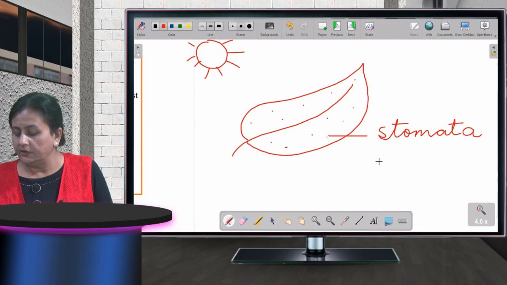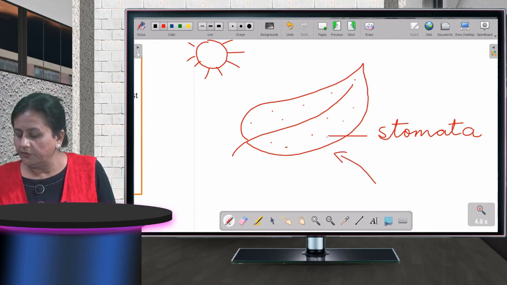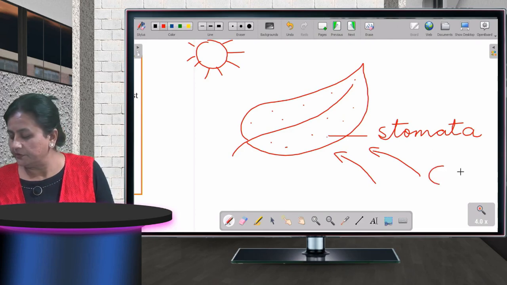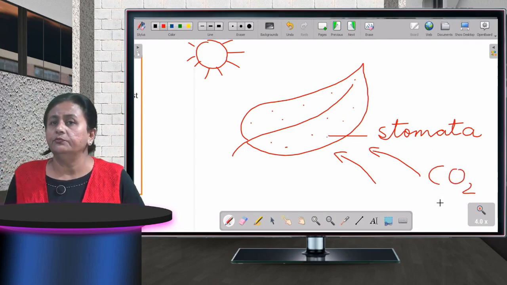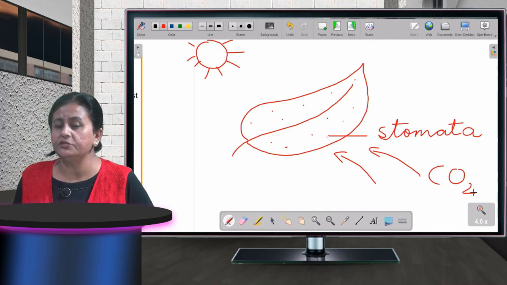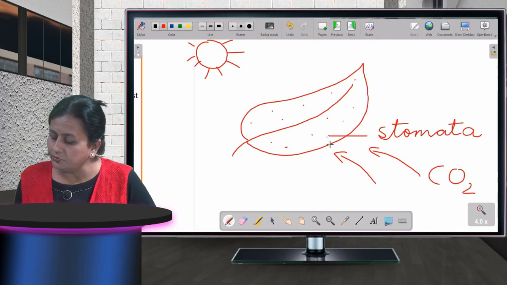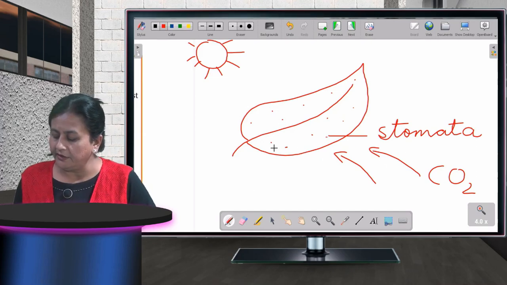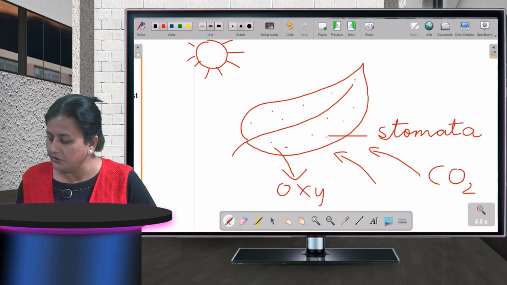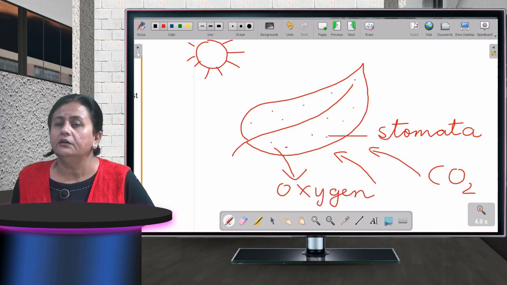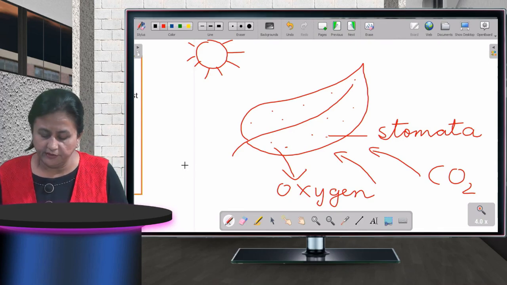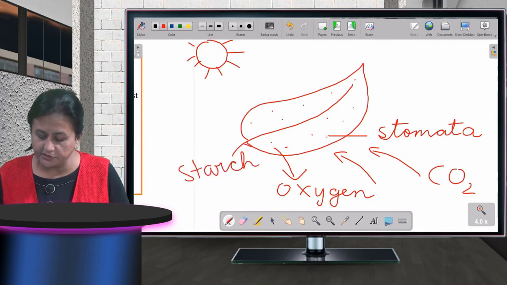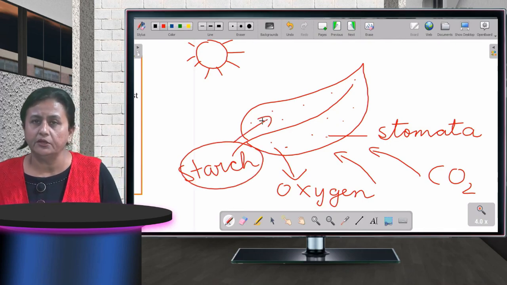Now what happens? You have carbon dioxide, CO2, which is present in the air all around the plant. The CO2 is entering through the stomata, and the plant utilizes this carbon dioxide, and in return what are they giving out? Oxygen, which is the byproduct of photosynthesis. They are also making starch, which is utilized by the plant here only. But oxygen they are giving out.